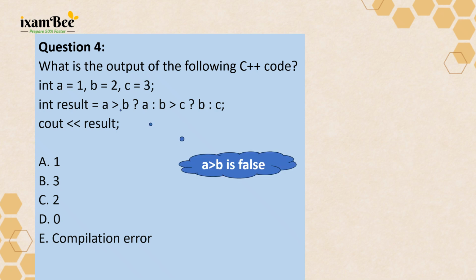So first of all, A greater than B is evaluated to be false. So we move on to the latter part of the ternary operator, and B greater than C is evaluated as false. So finally, the value of C would be stored in result. So result gets the value 3. Hence, the output of this code will be 3.